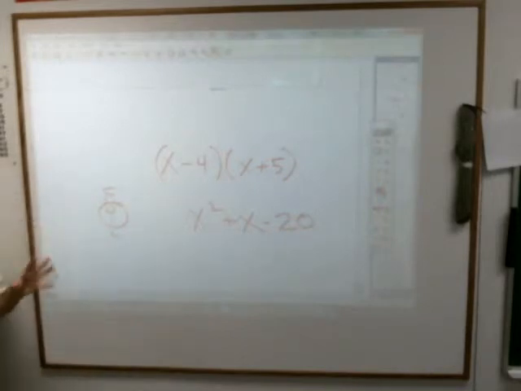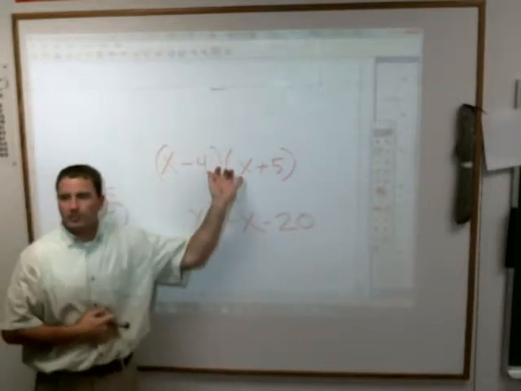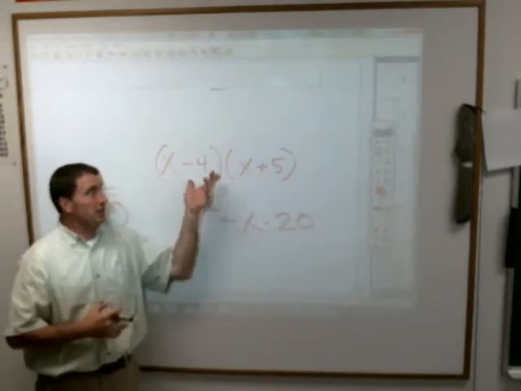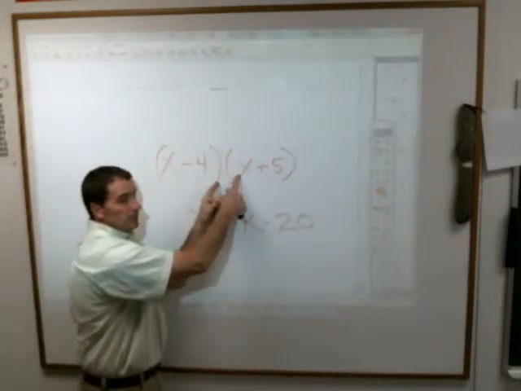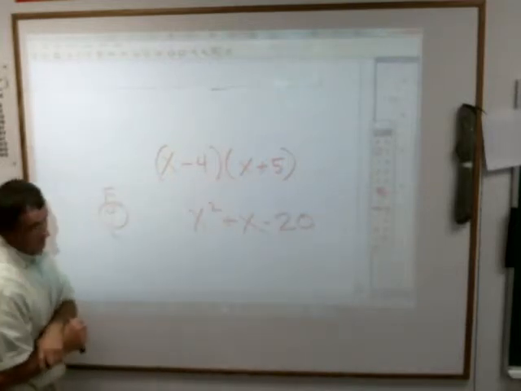Now, again, if you can always do it, write it out. But their ultimate goal is for you to be able to look at that and go, oh, okay, I do the first terms, I put the outsides and the insides together, and then my last term is the last two multiplied together.